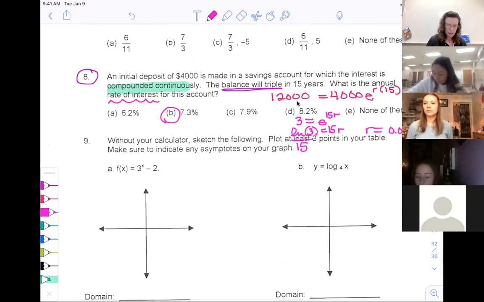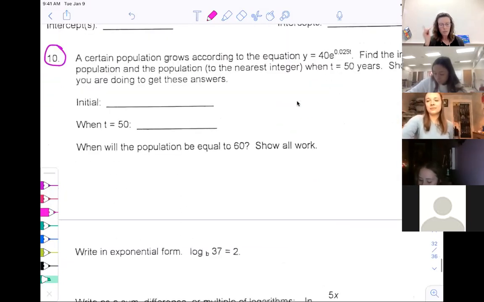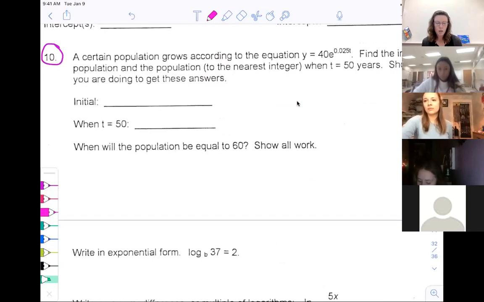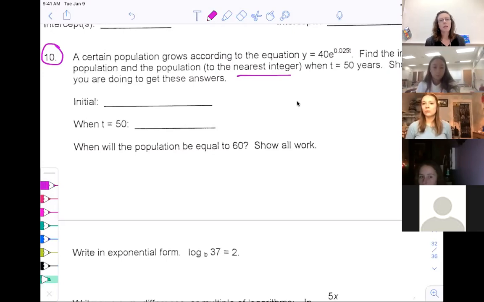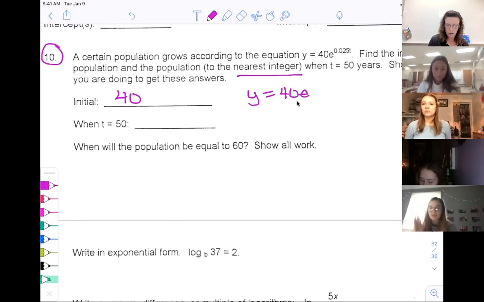All right, so scrolling down to the bottom of that page, sorry, a little fast there. Number 10: a certain population grows with the equation y equals 40e to the 0.025t. Find the initial population and then the population to the nearest integer when t equals 50. So Darby, what would the initial population be here? I said the initial population would be 40 because you would just plug a 0 in for t, which would make the e 1, so 40 times 1 is 40.